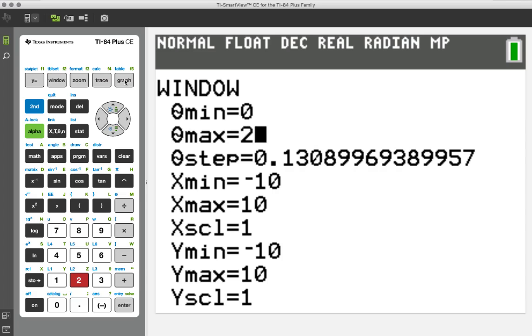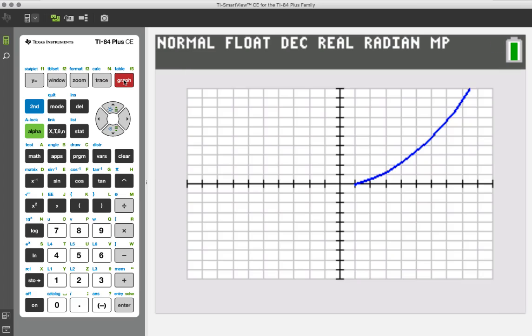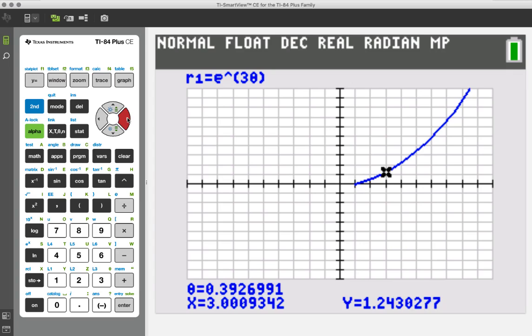And let's graph it from there, see what it looks like. Same shape. We don't really see the end of it. Let's start tracing and see how far we have to go. When you hit trace, you'll notice at the bottom, we're starting at a theta of 0, and it tells us the x and y coordinates at which we're located right now. So if we just start going off to the right, you can see I'm almost at a theta value of 1 radian. See how high up this y value goes.